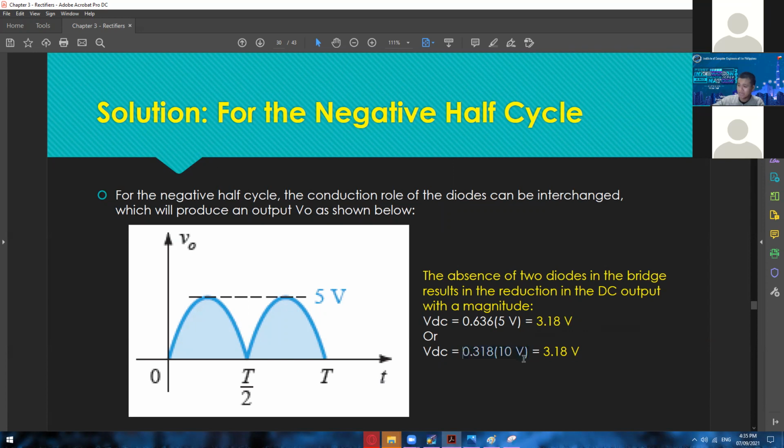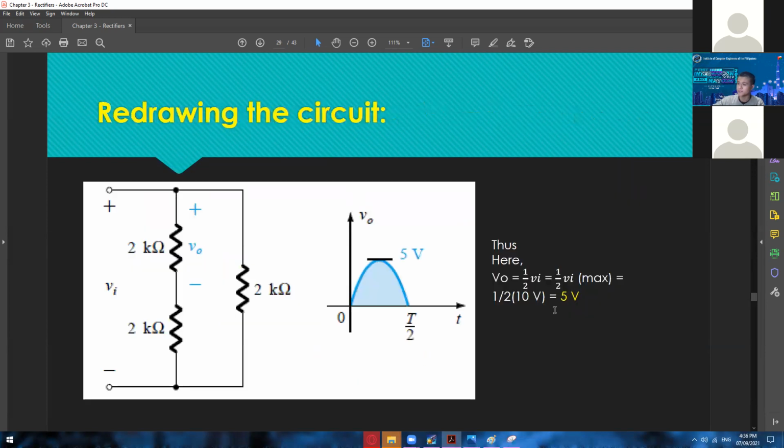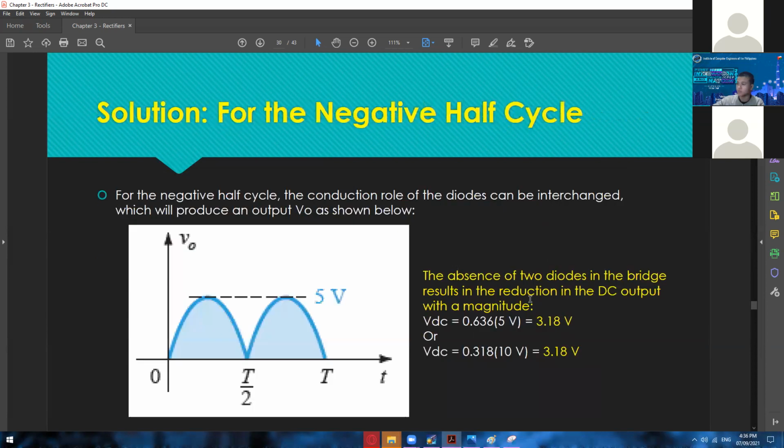This one right here is only applicable if we have this kind of setup. This is still a full bridge rectifier. It's just that your voltage input will be divided into two. So having two resistors only, and two diodes only, and then the rest are resistors. The absence of two diodes in the bridge results in the reduction in the DC output with a magnitude of 3.18 volts.